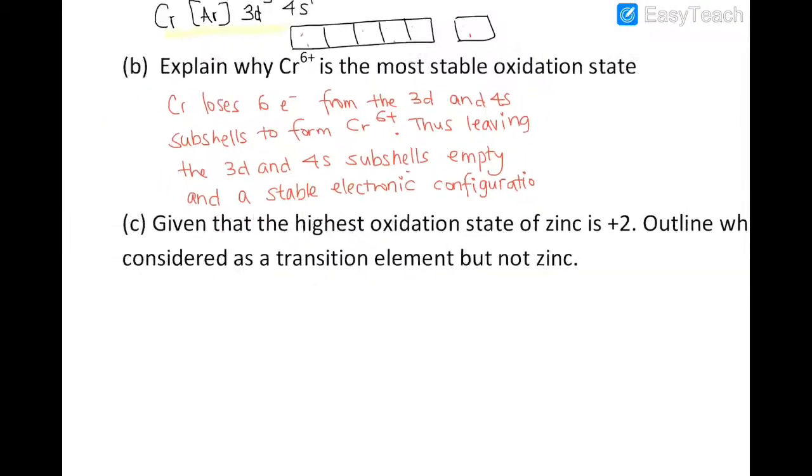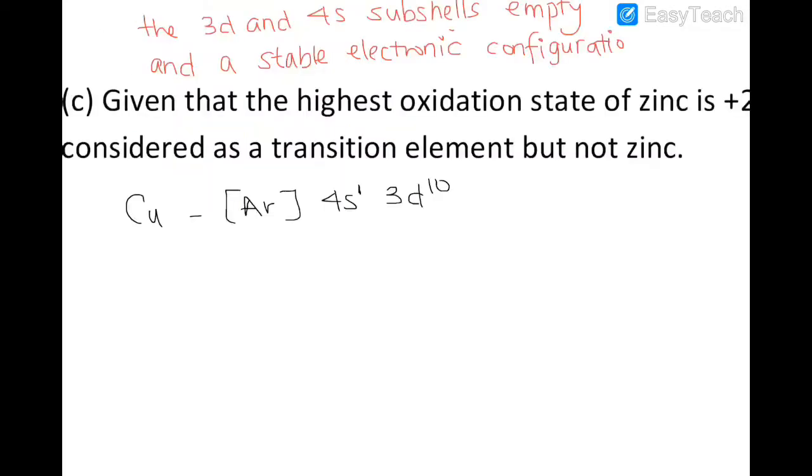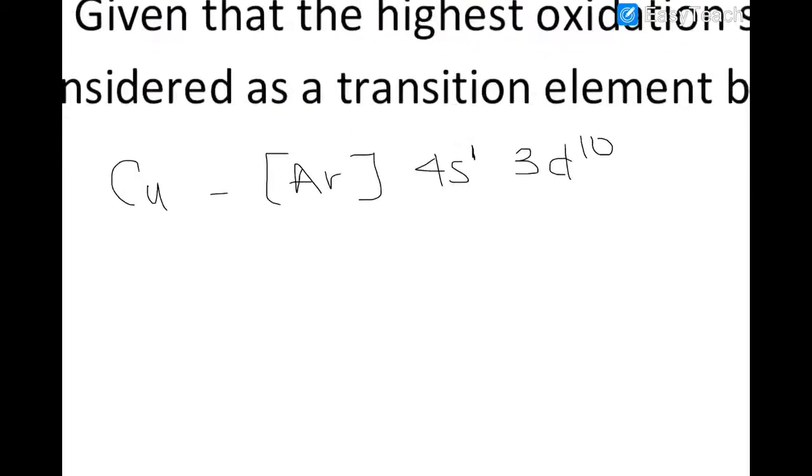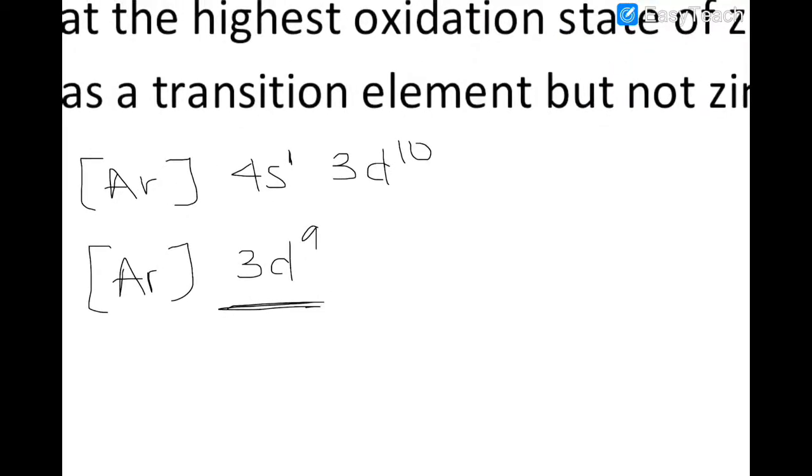So given that the highest oxidation state of zinc is 2+, outline why copper is considered as a transition element but not zinc. Now if you look at copper, this is the electronic configuration of copper. So copper is going to form Cu2+. As it forms Cu2+, you are going to lose 2 electrons, so that's going to be 3d9. So 3d9, this is a partially filled d subshell. So hence copper is considered as a transition element because it has a partially filled d subshell.